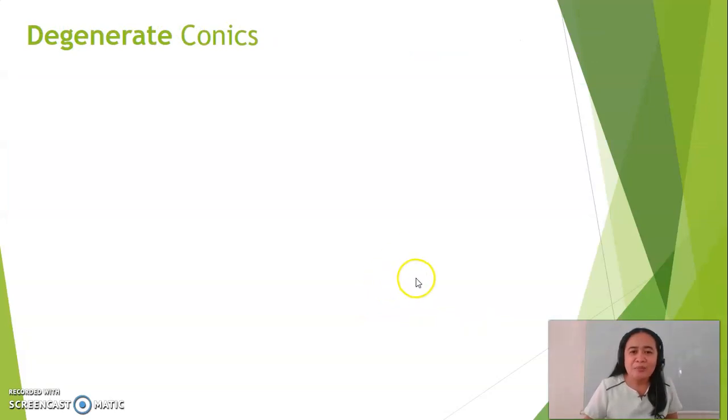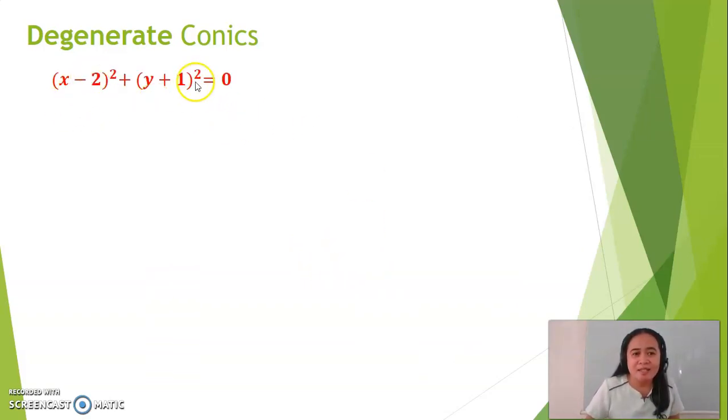Now, what do we mean by degenerate case or degenerate conics? For example, this is an equation of a circle in standard form. The center here is positive 2 and negative 1. But take note, the radius is 0. So therefore, it's simply a point. So this is an example of a degenerate conic. There is a circle, but it's simply a point circle.